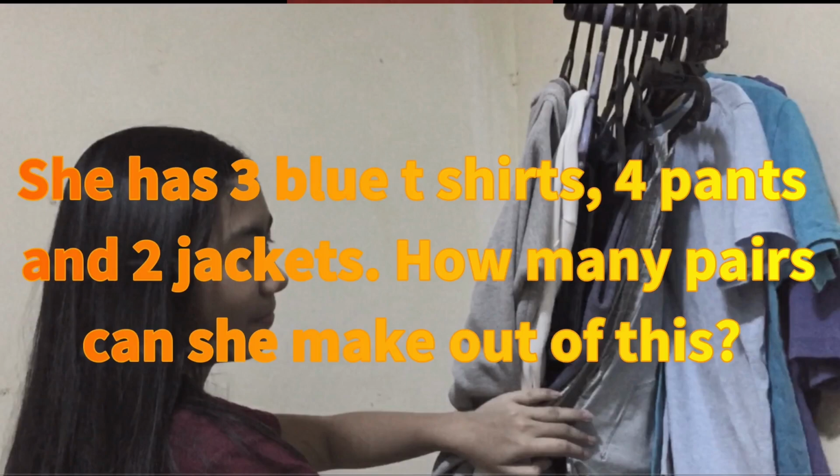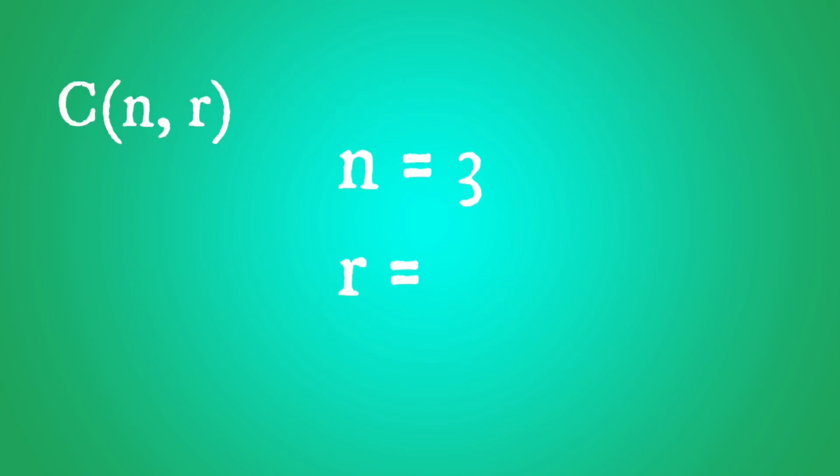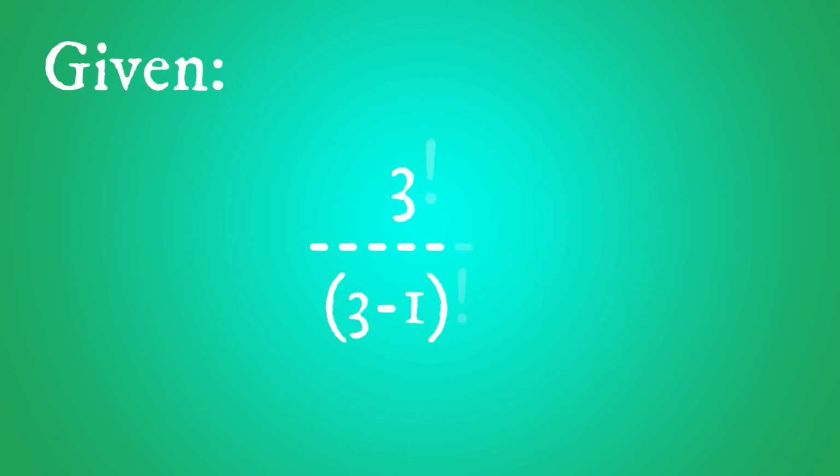She has 3 blue t-shirts, 4 pants, and 2 jackets. How many pairs can she make out of this? Since the arrangement of the objects is not in order, we'll use the formula n factorial over quantity n minus r factorial multiplied by r factorial. Then we will just distribute. Our n is 3 and r is 1. So our given is 3 factorial over quantity 3 minus 1 factorial multiplied by 1 factorial.